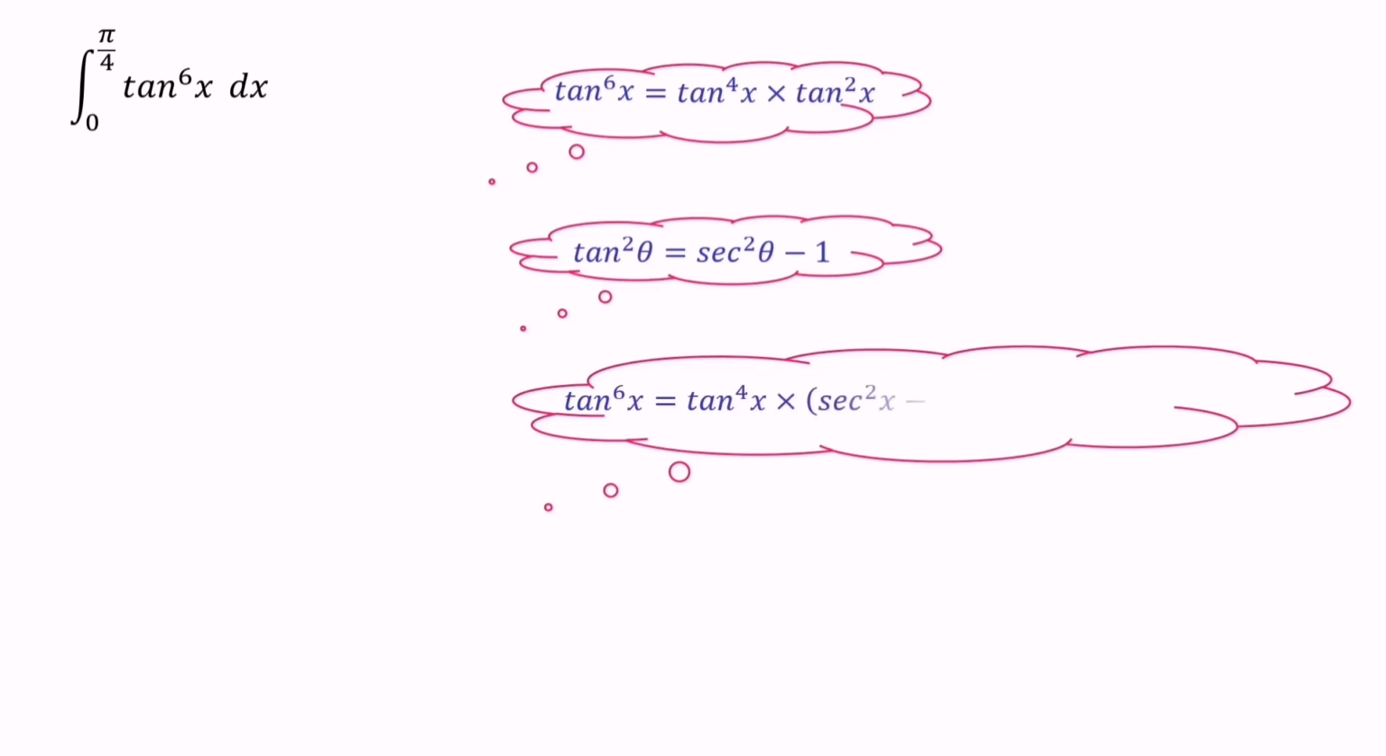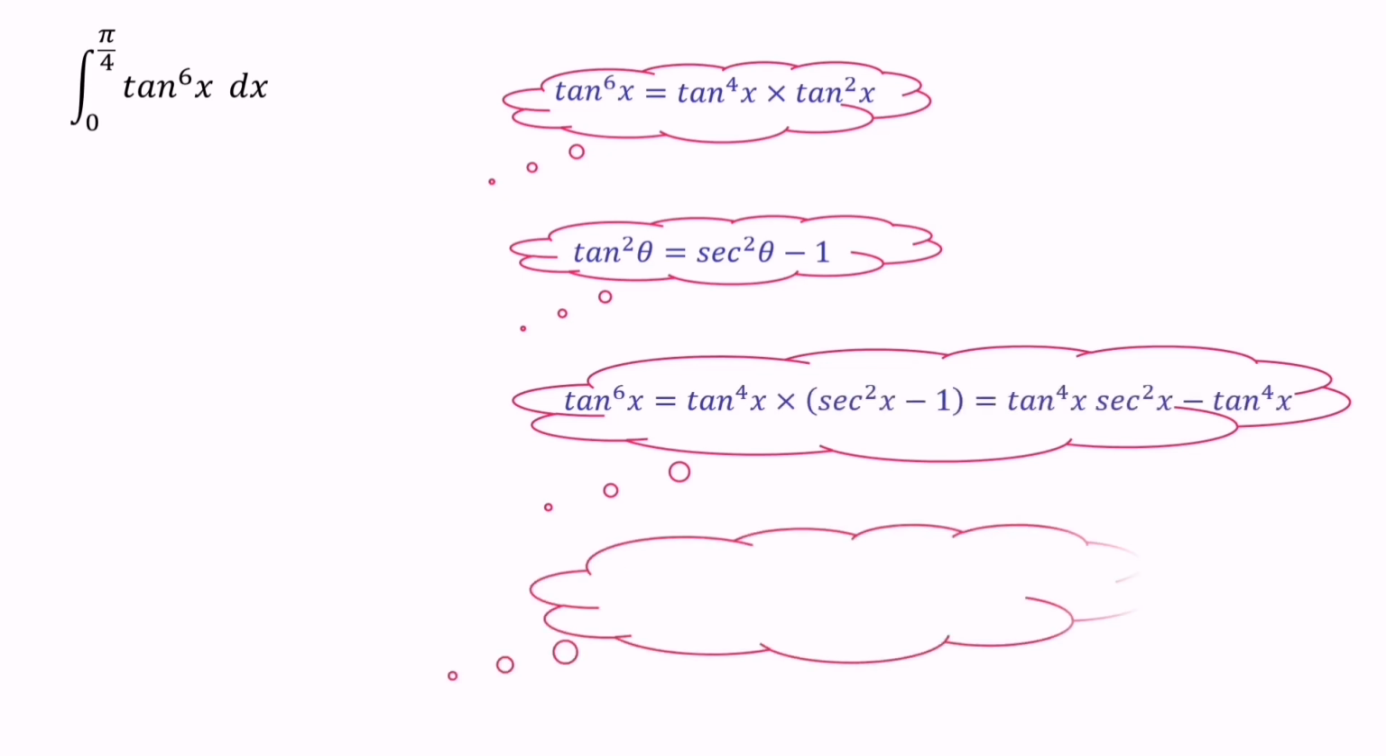To simplify this result, we can use the integral equation: integral of f(x) to the power of n times f dash x, or the differentiation of f(x), equals f(x) to the power of n plus 1 over n plus 1. Clear? Let's jump into the question.